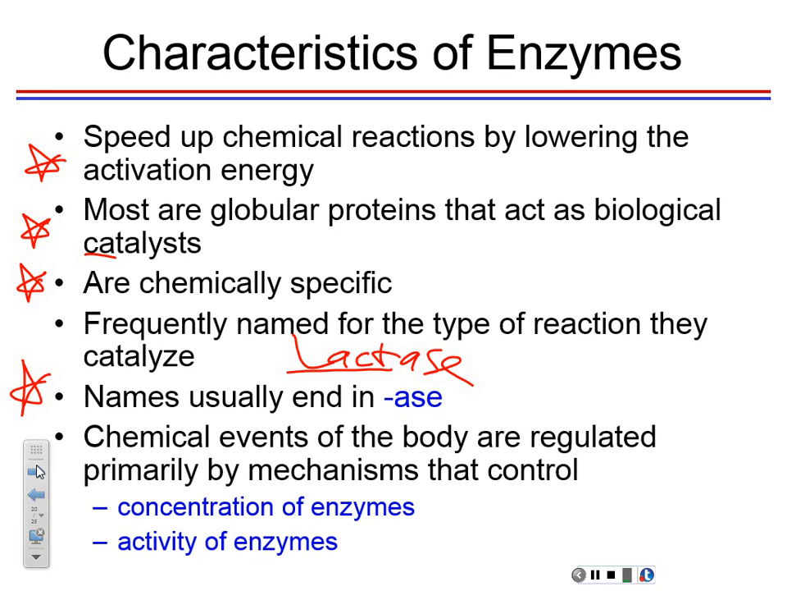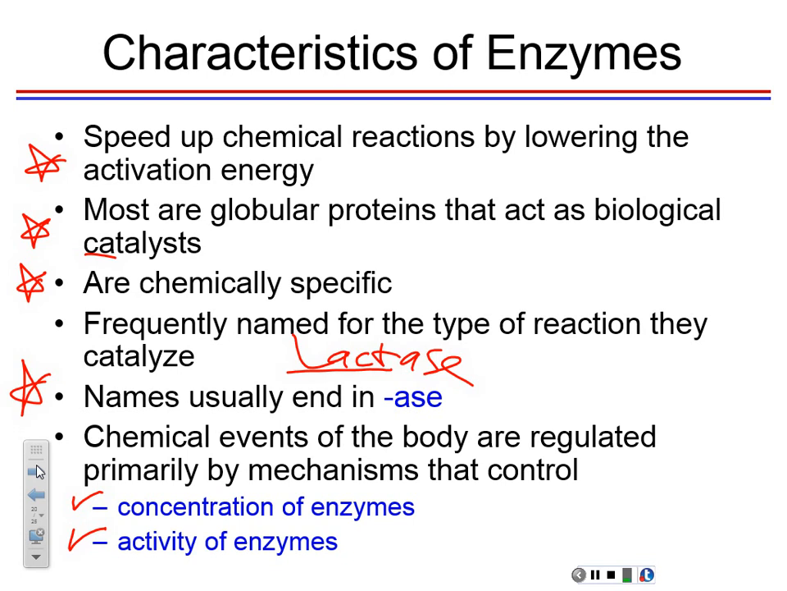Okay, so chemical events in the body are regulated by these enzymes, and the way you affect the rate of reaction is by affecting the concentration of the enzyme. The more enzyme you have, the faster the reaction. The less enzyme you have, the slower the reaction. So the body regulates reactions by regulating the amount of the enzyme, or the rate at which the enzyme is going to work. These are the two ways you can control enzymes: by concentration or by changing the activity of the enzyme.